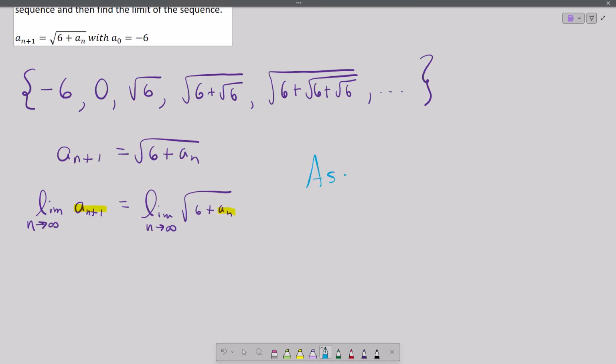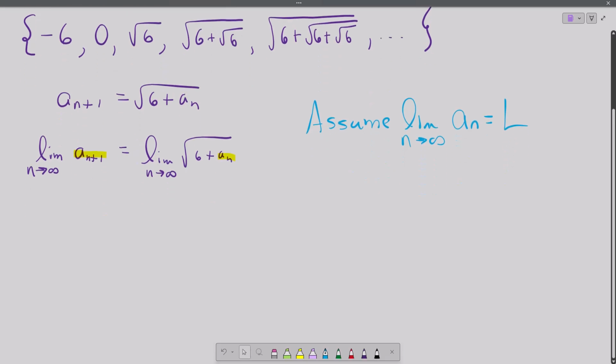So we are going to assume that the limit as n goes to infinity of a sub n is in fact L. Somehow we're pretty convinced that this converges because we've looked at data. We're going to call that limit L. So when we do this, we end up with an algebra equation. The limit of this is just the square root of 6 plus L. Again, the square root function is continuous, and the limit can pass through continuous functions, so it can go to the inside.